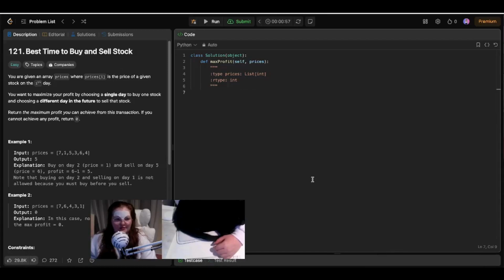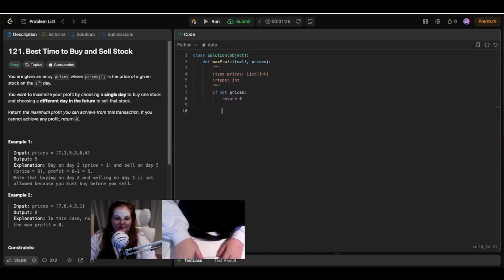So you're given an array of prices where prices[i] is the price of a given stock on the ith day. Okay. So because of this statement, and I'm sure this will transcend all of the languages, I just want to start with, if not prices, then we're just going to return 0. I feel like that's a pretty solid way to start. So then I want to have the max profit and then the minimum price.